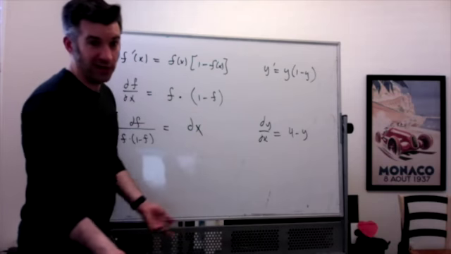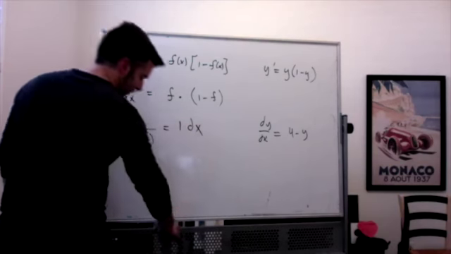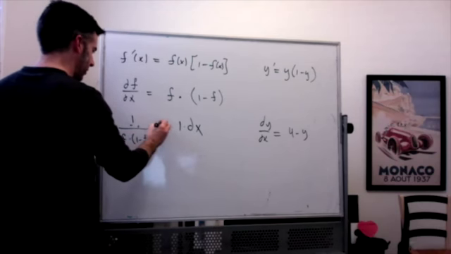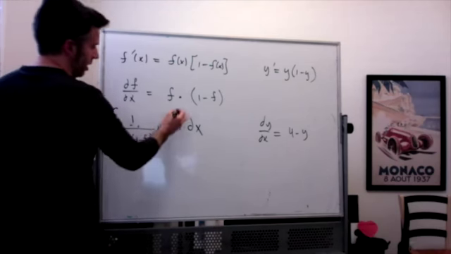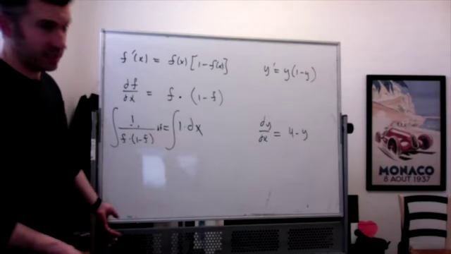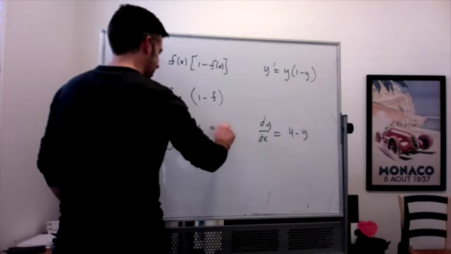Or if you prefer, 1 times dx. That's also fine. You could write this as 1 over, then say it's df here. And we're going to integrate both sides. Okay, the right-hand side is super easy. It's just x plus c.